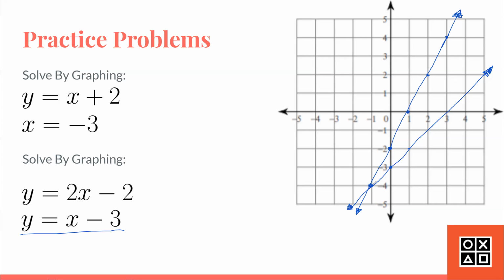So we can see that this point right here is the point where the two lines intersect. Now we have to figure out that coordinate, which is negative 1 comma negative 4. And now we have to put it in x equals, y equals form. So x equals negative 1 and y equals negative 4, because this is in the form x comma y.